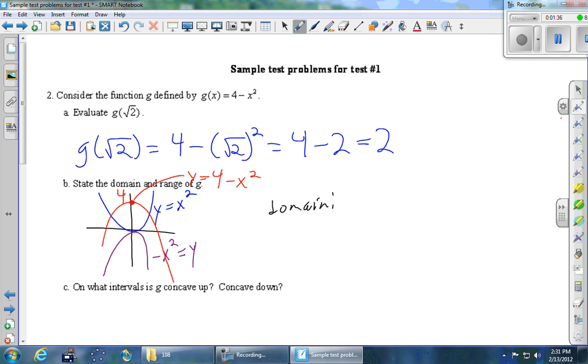Thinking in terms of the equation, generally domain issues come up when you have division by 0 or square roots of negatives. We've also seen logs. You can't put negatives or 0 into a log function, but we have no problems here. So the domain is all real numbers.